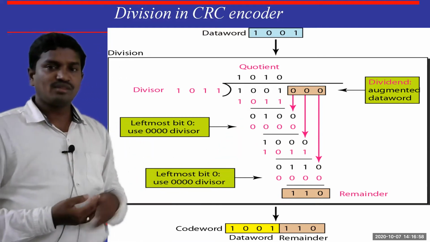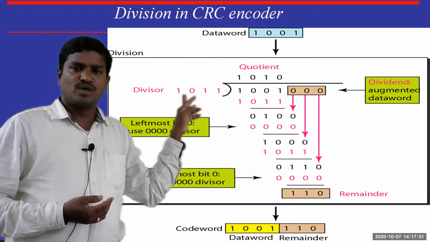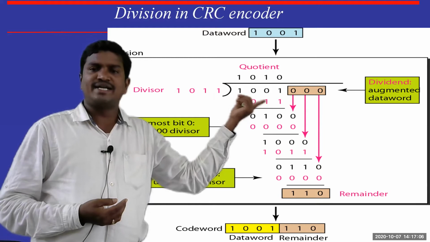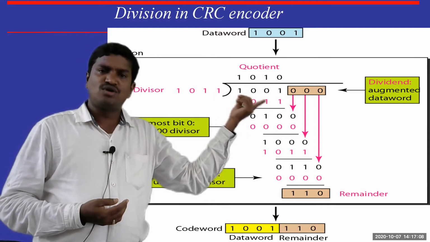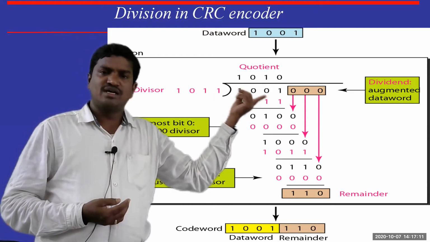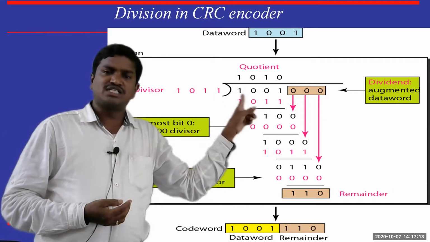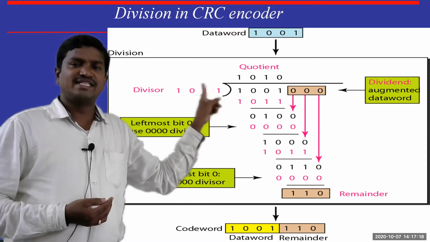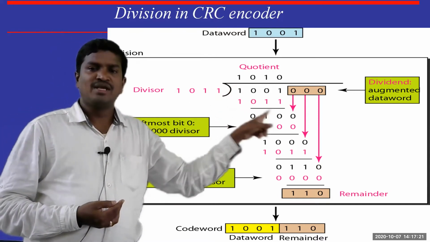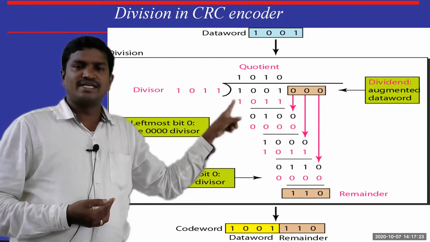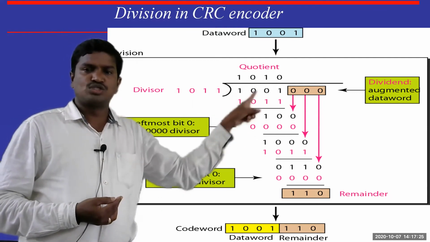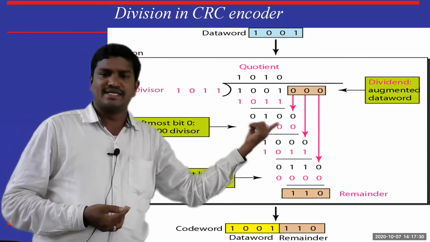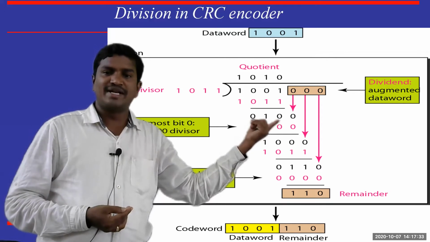I repeat, if you have a divisor 1011, we take some 4 bits of the augmented data word, and if the leftmost bit is 1, then we take the coefficient as 1, and the entire 1011 is substituted here. Now we do XOR on these two. 1 1 gets cancelled to 0, and 0 0, 0 1, 1 1, and 1 0. And now we have a 3-bit remainder as of now.